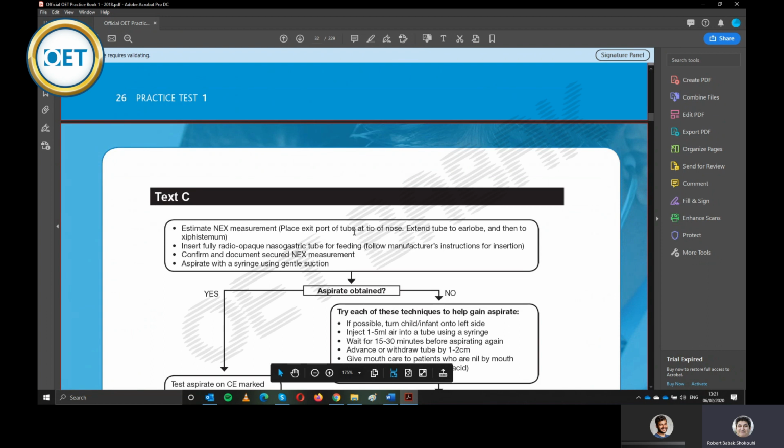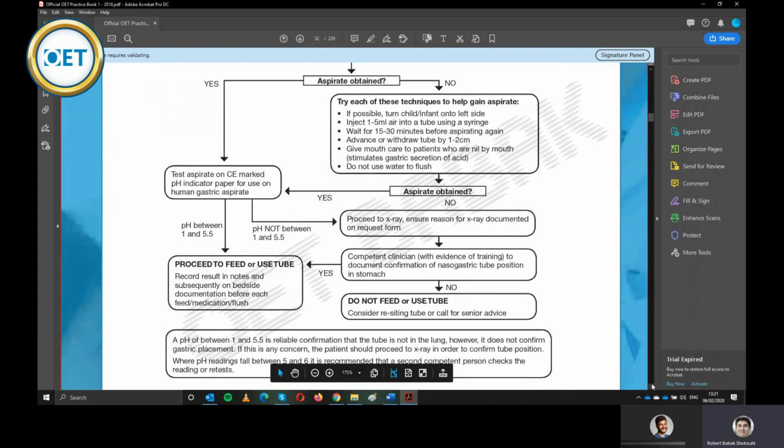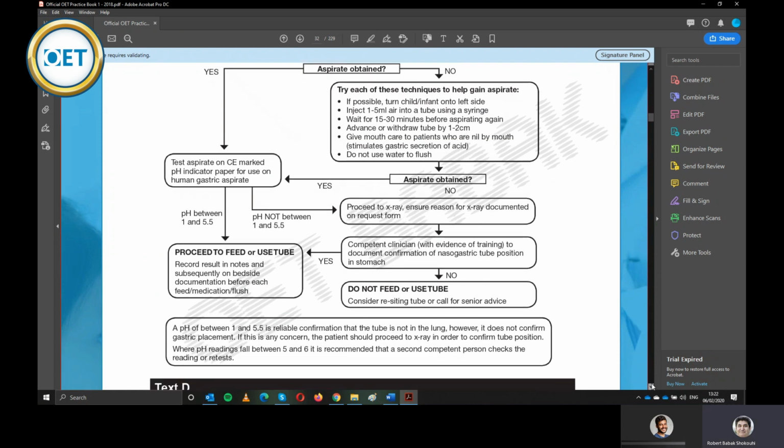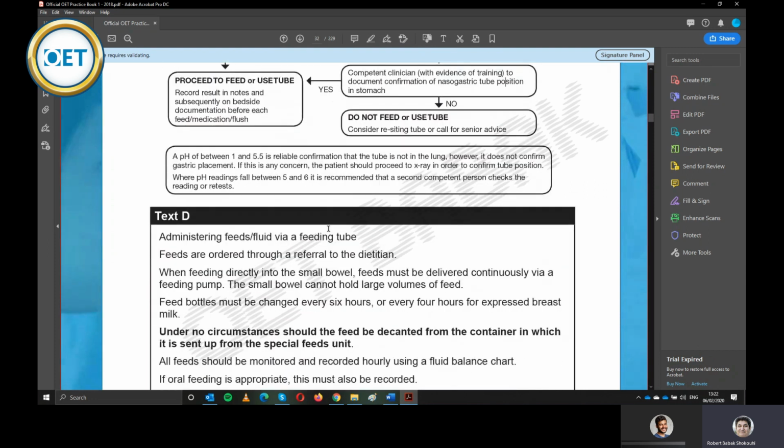Estimate measurement. Okay. Insert fully, confirmed, document. Aspirate with a syringe. Okay. Competent clinician to do that. Okay. Text D.